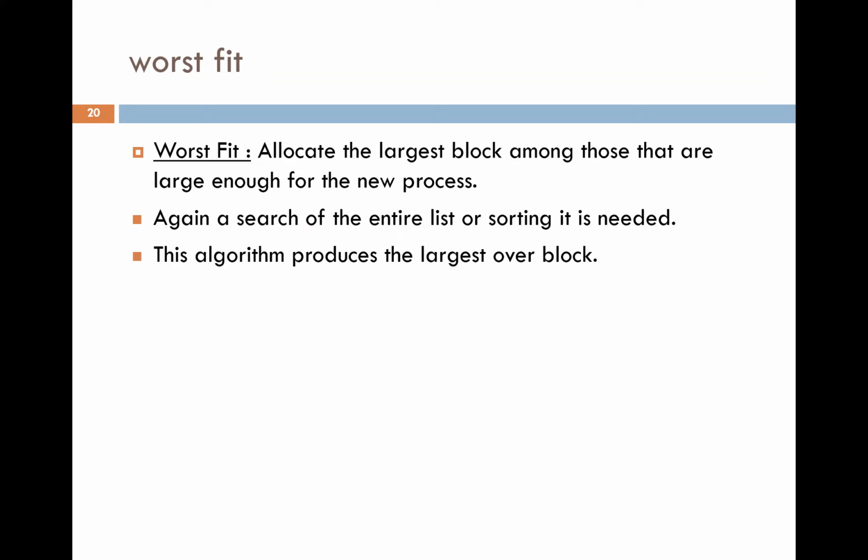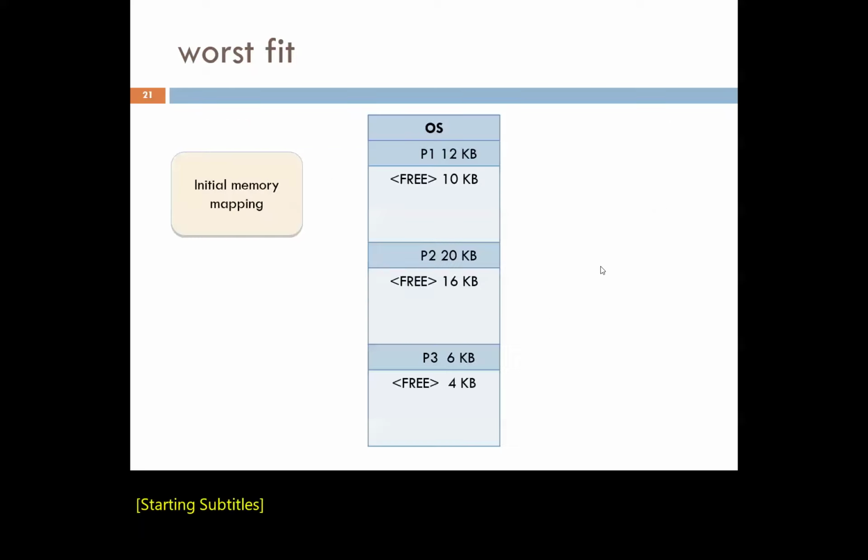Meaning in best fit, it searches through the entire list and selects the block which is small and comparable to the process size. But here it searches through the entire list and selects the largest block among the whole list, irrespective of the size of the process. So here it again searches entirely, and the algorithm produces the largest leftover block.